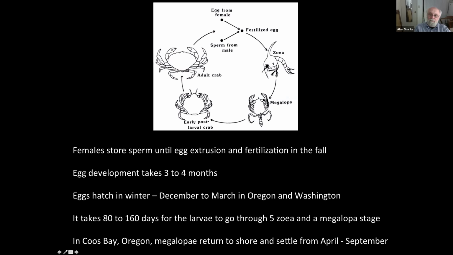They're extremely good swimmers. Then they molt from the megalope into a little tiny crab, and then the crab during the first summer goes through a whole bunch of molts, and then eventually molts into an adult crab. In Coos Bay, Oregon, megalope begin to return to shore and settle from roughly April through September.